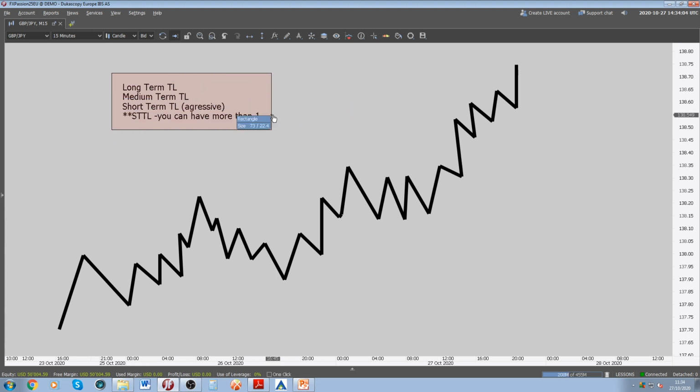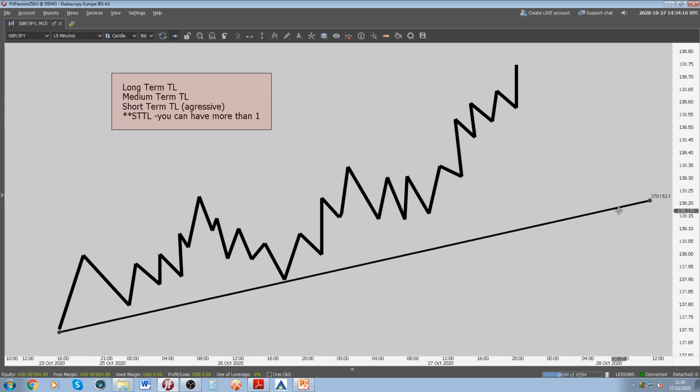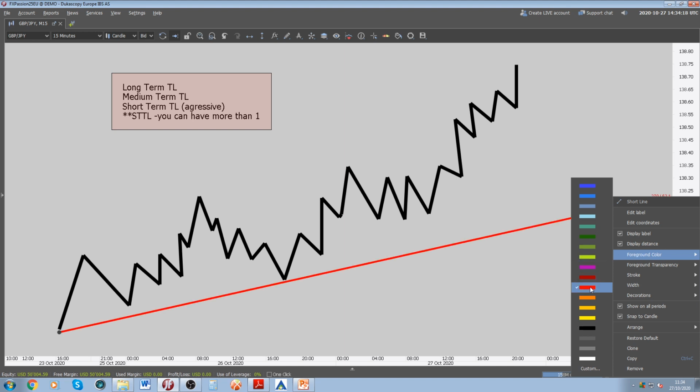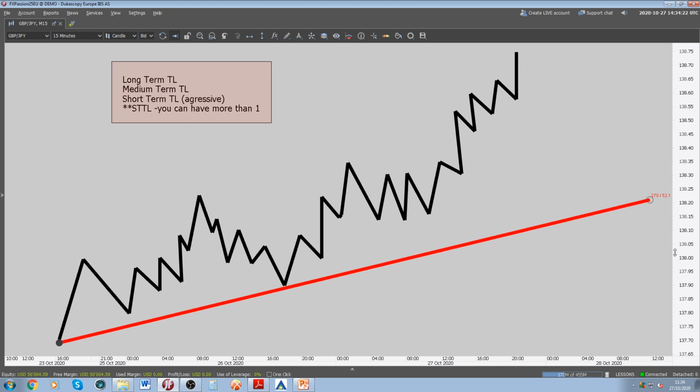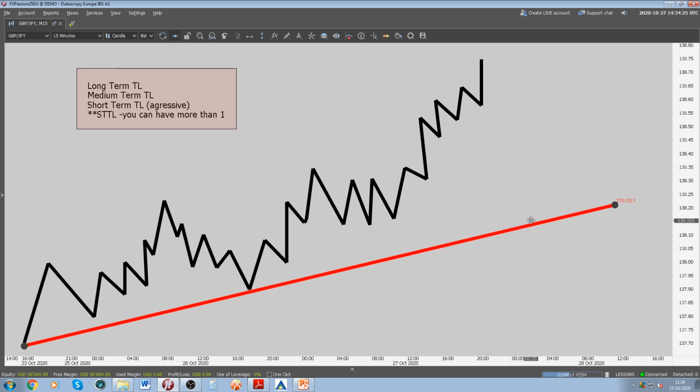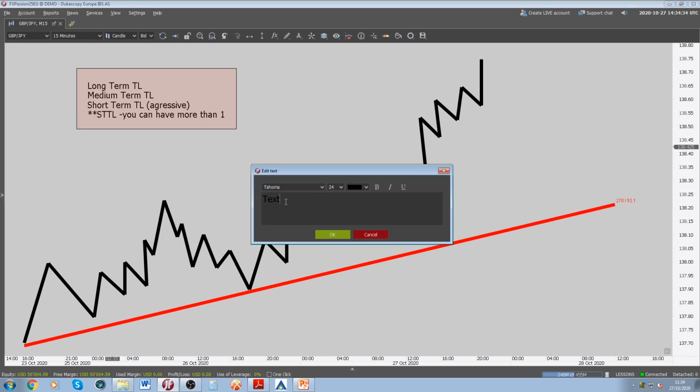And you can have more than one STTL, more than one short-term trend line. So this is the long one. If you take the market like this, this is the long one, and this would be the long-term trend line. Now there are some rules for how to draw the trend lines, so this is a rule.